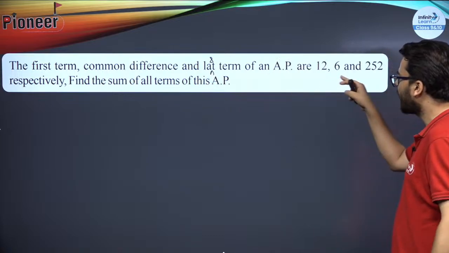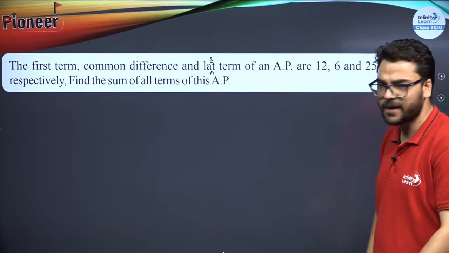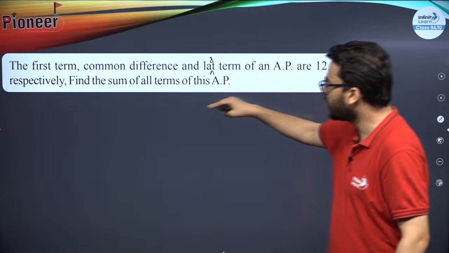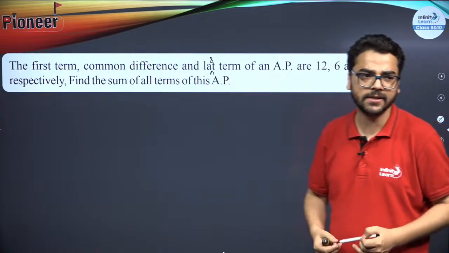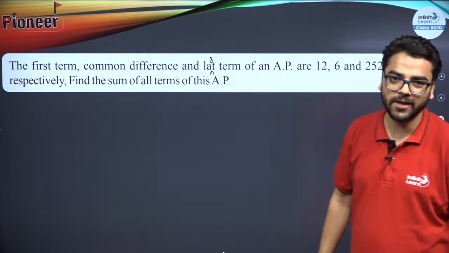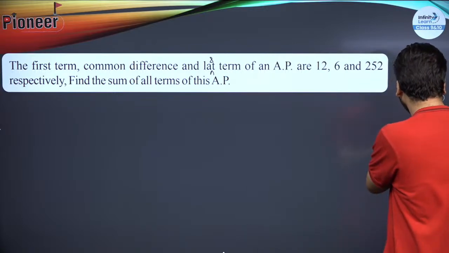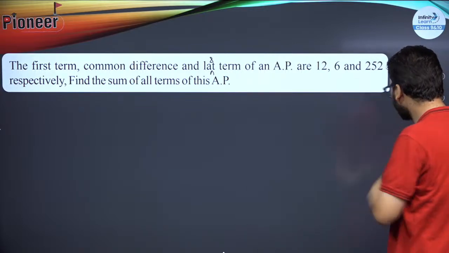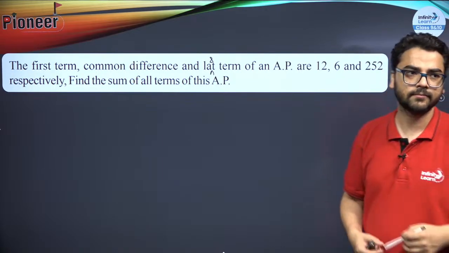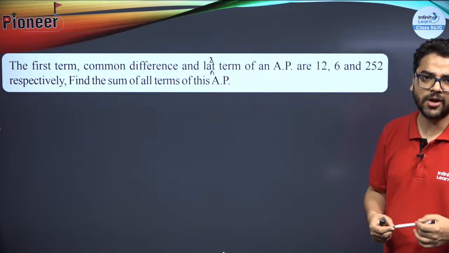The first term, common difference and last term of an AP are 12, 6 and 252 respectively. You have to find the sum of all the terms of this AP. Can you try doing this one? Try doing this and let me know the answer in the chat, guys. It's a direct formula based question only. Try doing it, guys.